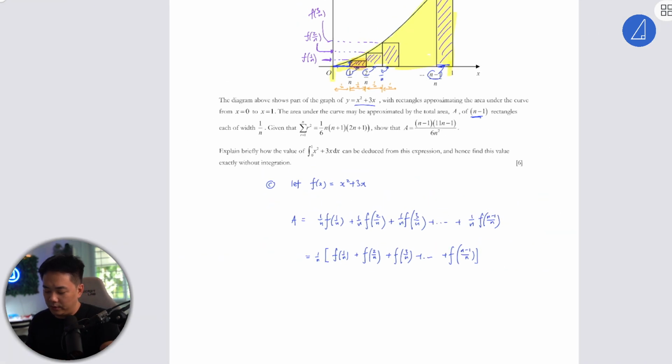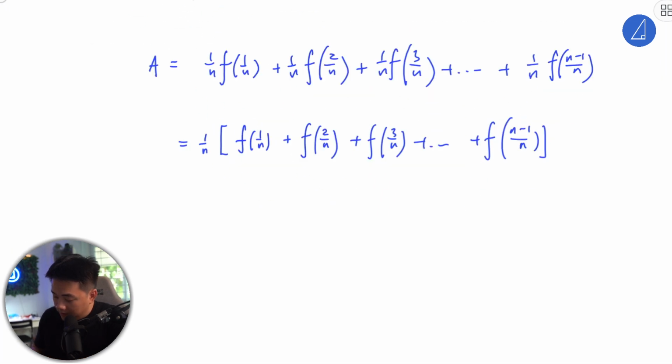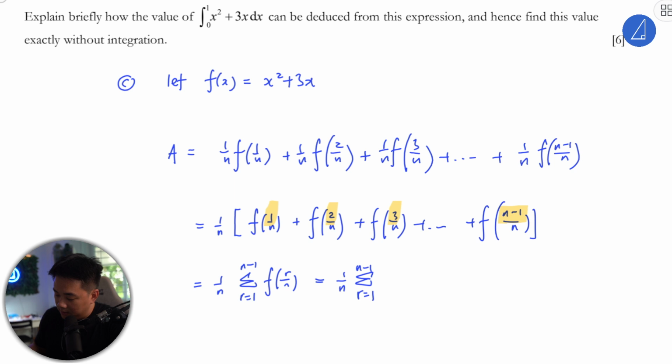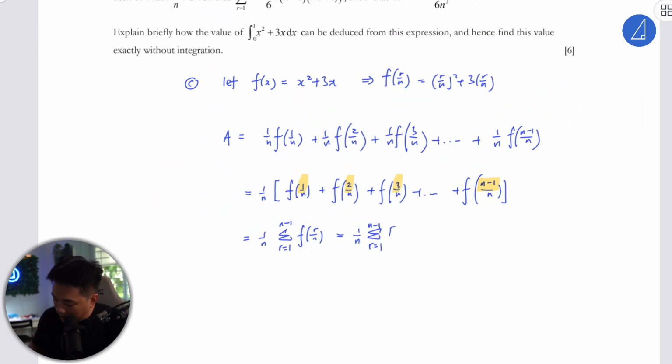Then I'm going to put this in sigma notation form. What we get is 1 over n times the summation of r equals 1, 2, 3, to n minus 1. So 1 to n minus 1, essentially the running number is r over n. From here, we can write f(r over n) as (r over n) squared plus 3 times r over n.